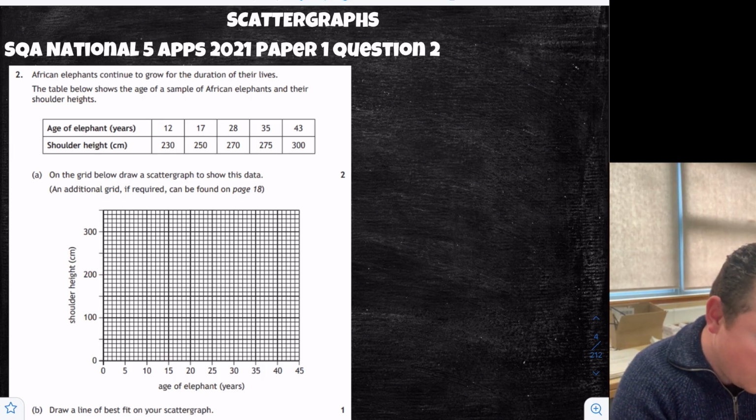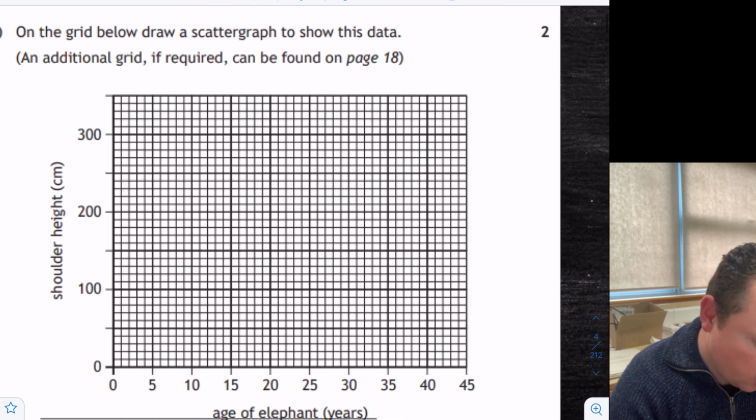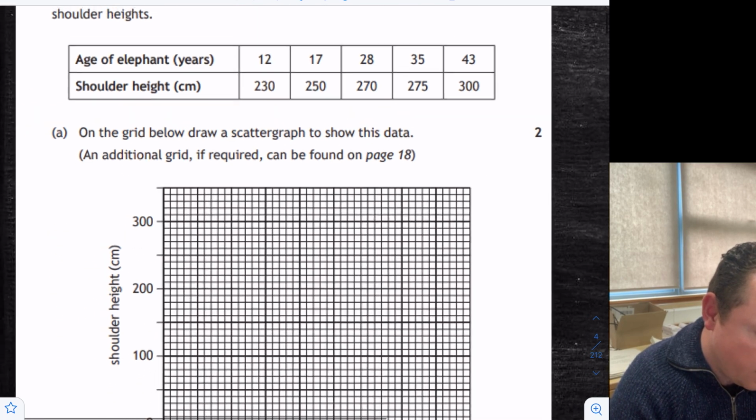So let's just do that in bits. So the first one is 12, 1. Let's look at our scale first, actually. So it goes up in ones on the side. I can see that by counting the boxes, but up the side, it goes up in tens. 10, 20, 30, 40, 50, up to 100. So I need to be very careful when I'm plotting this.